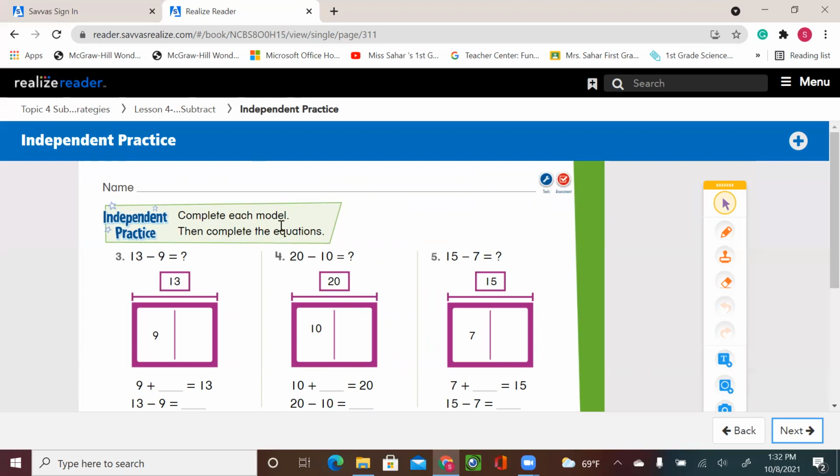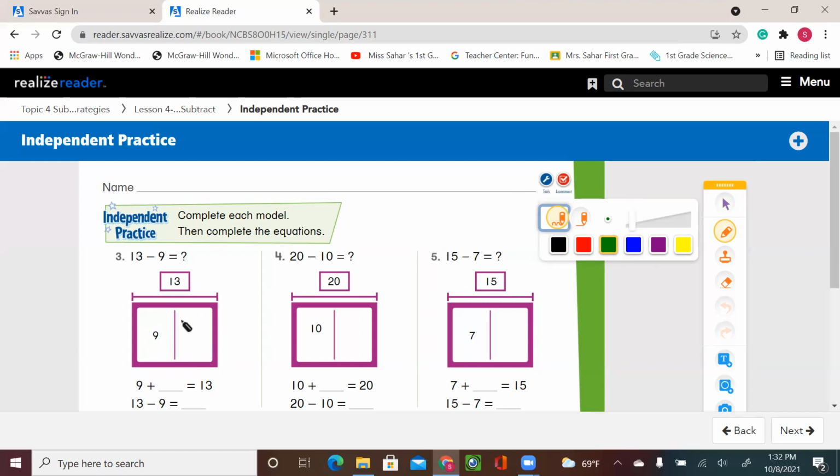Okay, complete each model, then complete the equation. 13 take away 9. So my whole number 13, one part I know 9, I need the missing number. I'm asking myself, 9 plus what gives me 13? Let's use count on and draw some counters.